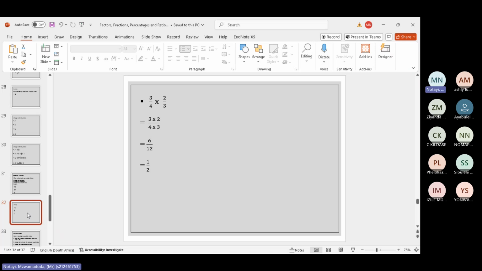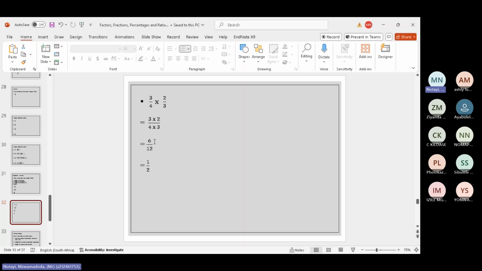So 3 divided by 4 multiplied by 2 over 3. Okay, multiply the numerators, multiply the denominators, and then simplify. So 3 times 2 divided by 4 times 3. And then we get 6 divided by 12. And then we have to simplify.